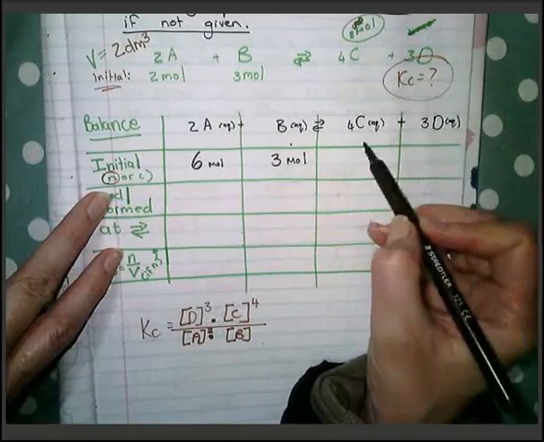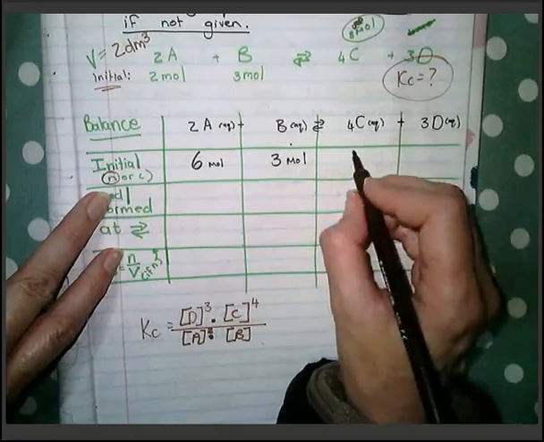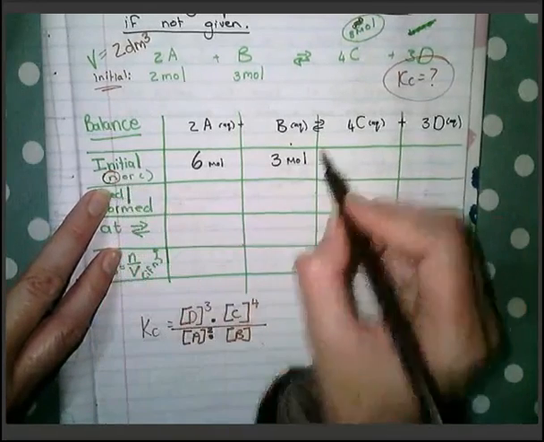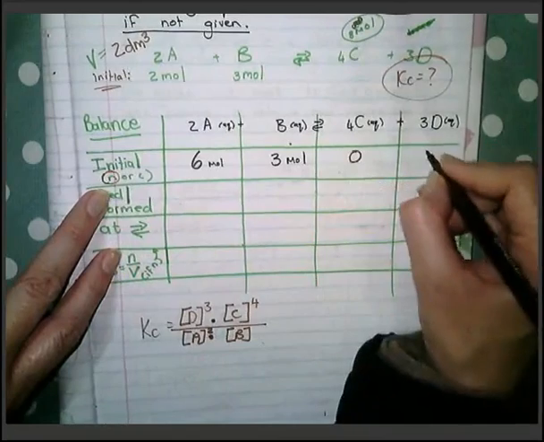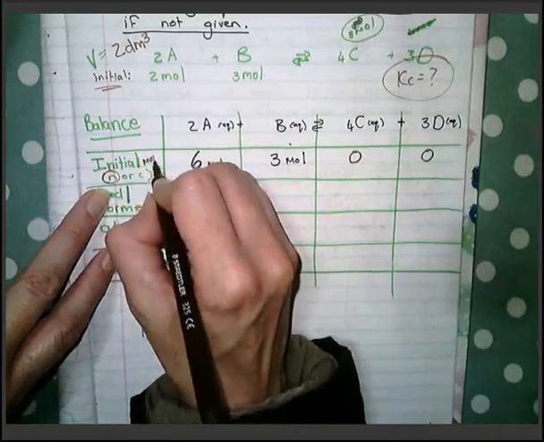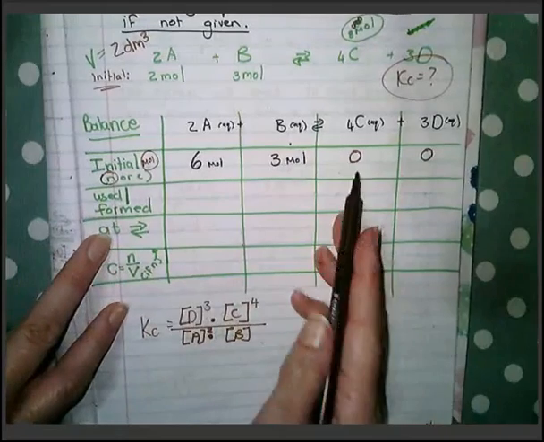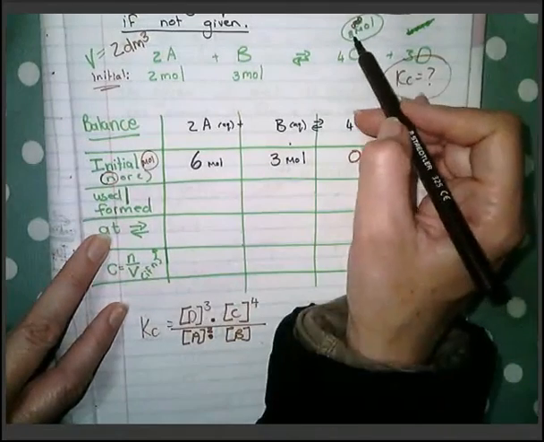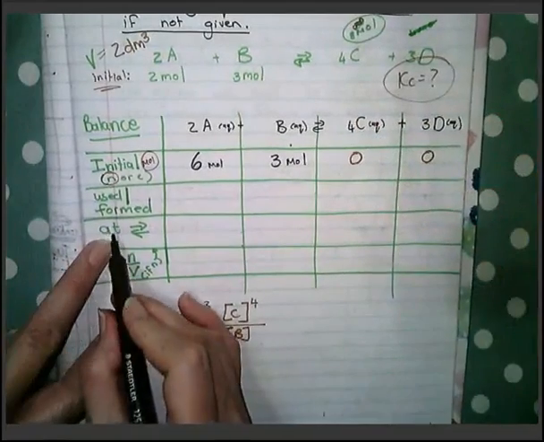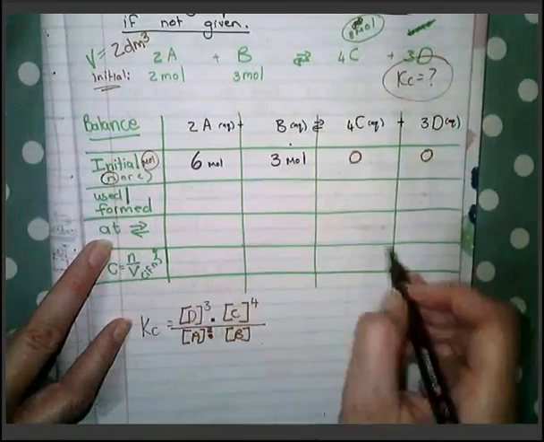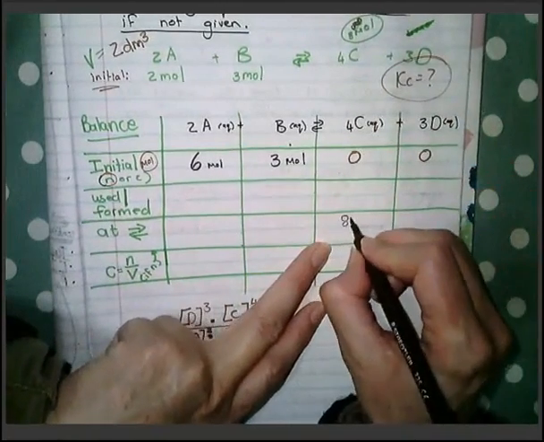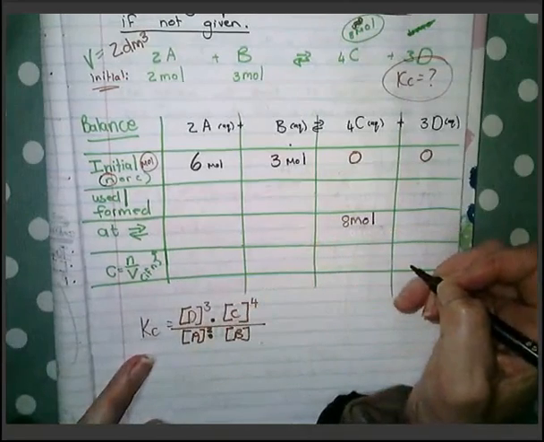Now, because these are products, we know that initially, before the reaction starts, we have 0 mole of this. Everything is in mole here. Now, what they also told us is that C, at equilibrium, we have 8 moles. So we fill that in as well.